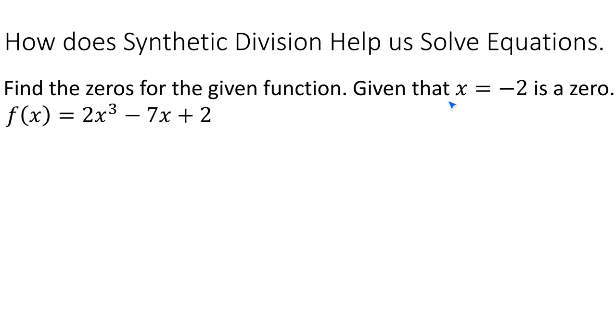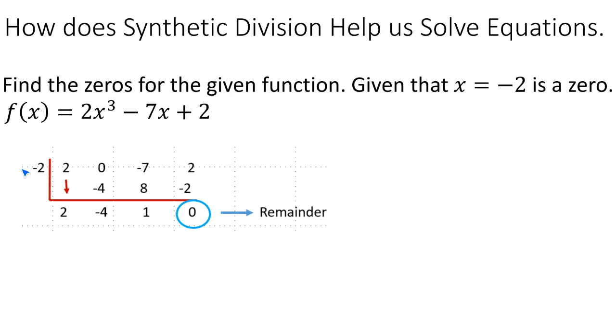Since they tell me that x equals negative 2 is a zero, I can use that as my k here. Okay, and then I'm going to have my coefficients here. So I'm going to bring down the 2. Negative 2 times 2 is negative 4, plus 0 is negative 4, times negative 2 is positive 8, plus negative 7 is 1, times negative 2 is negative 2. So I end up with a 0 here. If you get a number here like 10, then you know you did something wrong, because if they tell you that this is a zero, that means that the remainder should be 0.